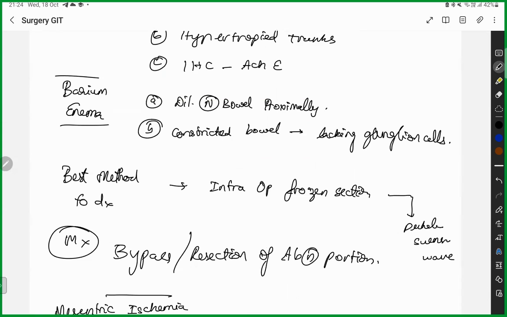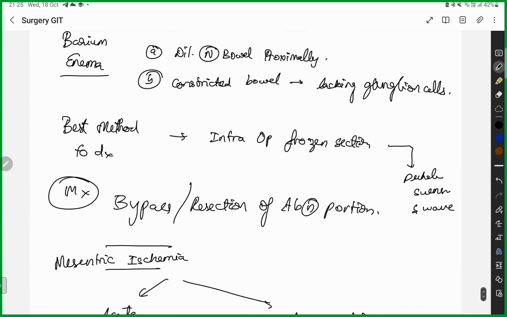So this is called the Duhamel-Swenson procedure. Okay, so that is called Swenson's procedure. The management is bypass or resection of the abnormal portion.